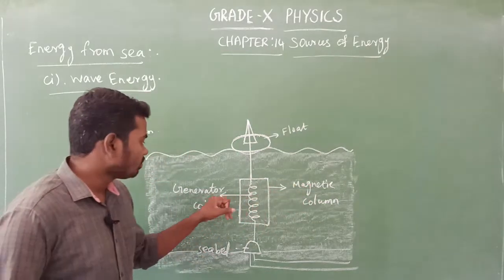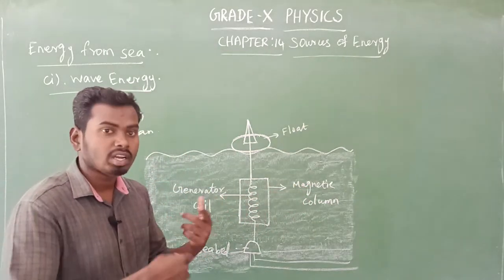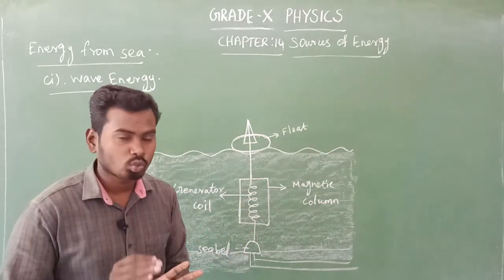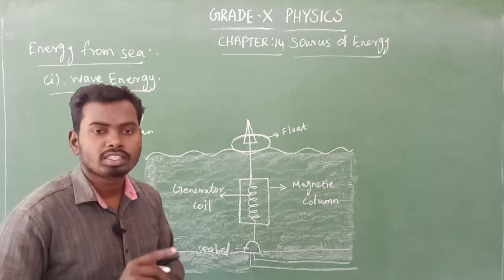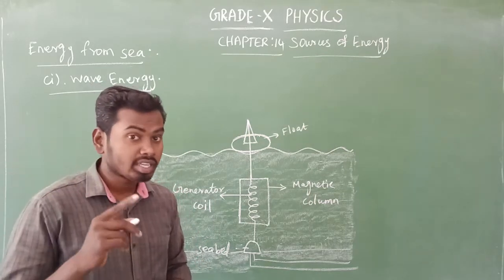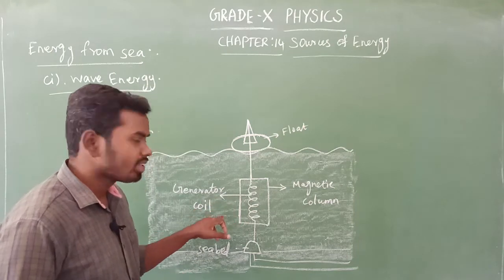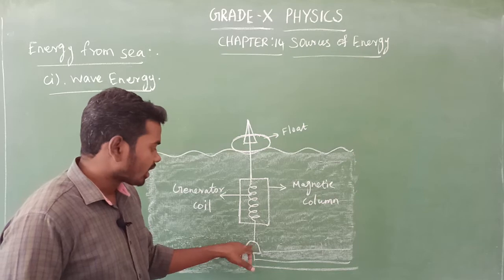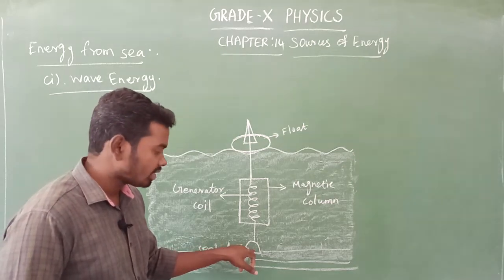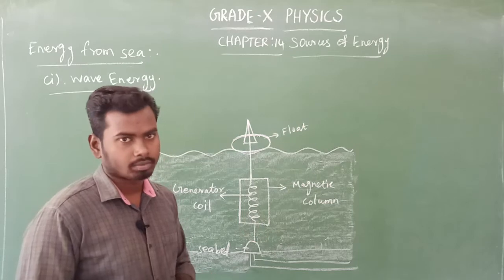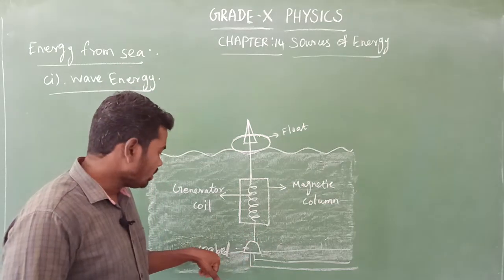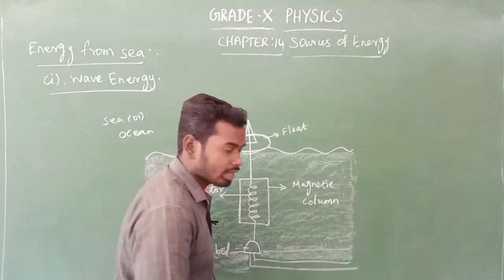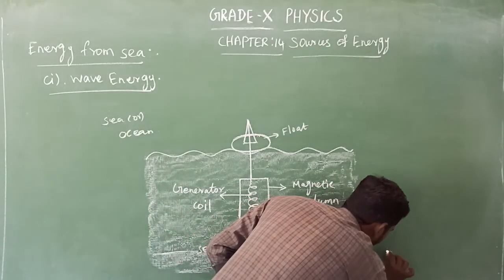Inside the magnetic column there will be a generator coil, which means it acts as a generator. What is the work of the generator? It creates electric energy. That generator coil is connected with another substance, which is securely anchored on the seabed. Then the other end is connected with a cable to store the electricity.